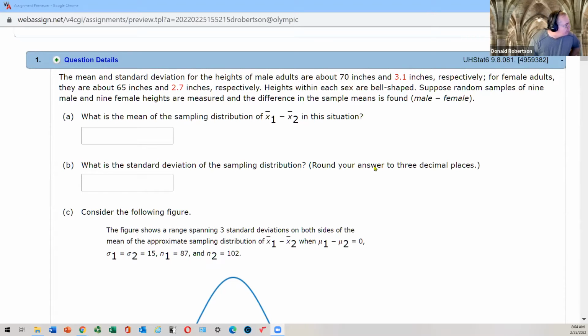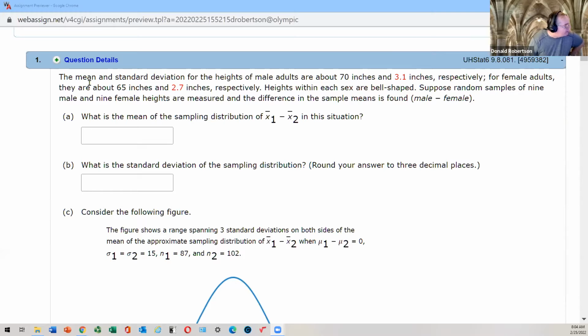So hopefully right now you're looking at question 1, and I'm just going to go through them, get these guys done, and next week we'll be returning back to the hypothesis testing. So fingers crossed, no weird software glitches.